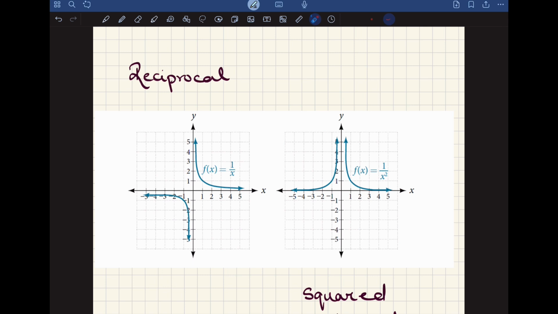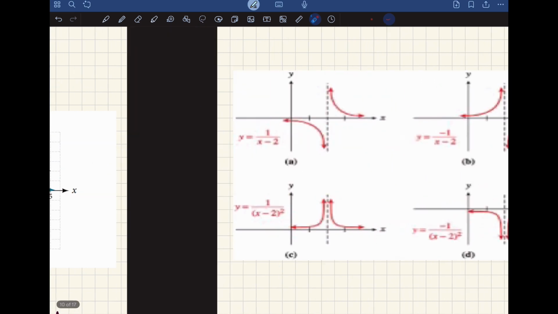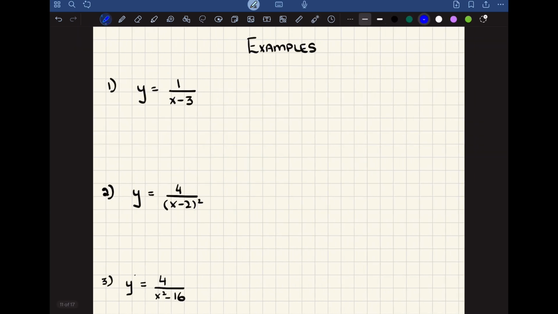Let's try a few more examples together. And each time we're going to just set the denominator equal to 0 and solve for x. Okay. So let's begin with this. What we're going to do now is first focus on how to find vertical asymptotes. Okay, let's become an expert at that, and then we are going to move on to horizontal ones.